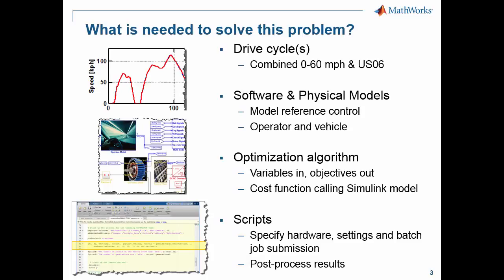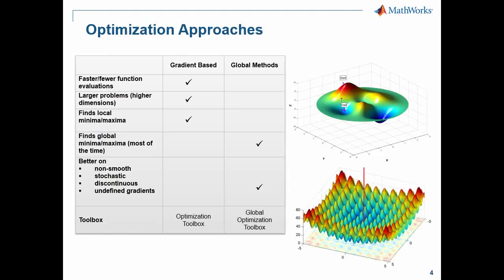Since Kevin's already covered the HEV model, let's go into a little more depth on the optimization algorithms available in MATLAB. The MathWorks has two MATLAB toolboxes for solving optimization problems, the Optimization Toolbox and the Global Optimization Toolbox. The differences between the two solutions are summarized in this slide. The Optimization Toolbox contains the widely used solvers that use gradient-based methods for searching the solution space.